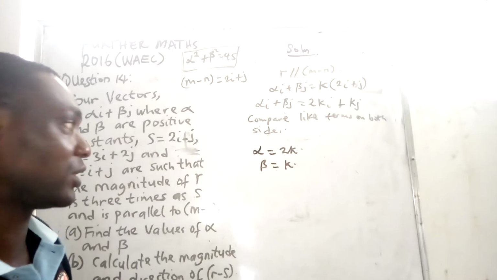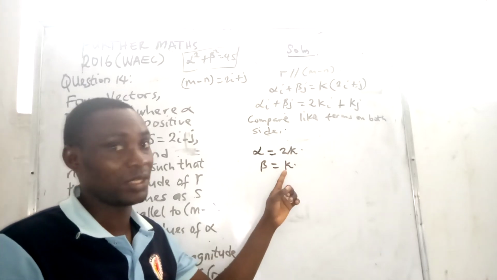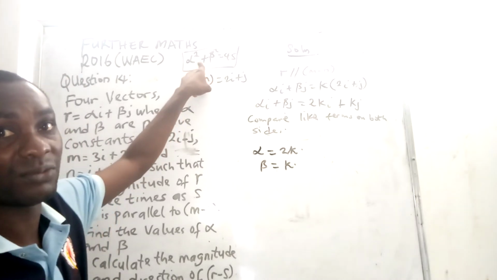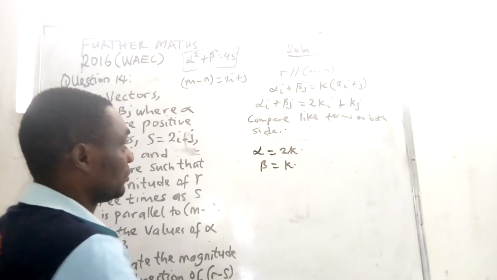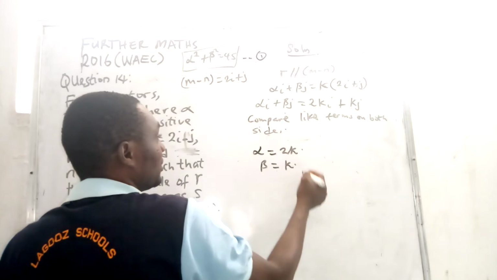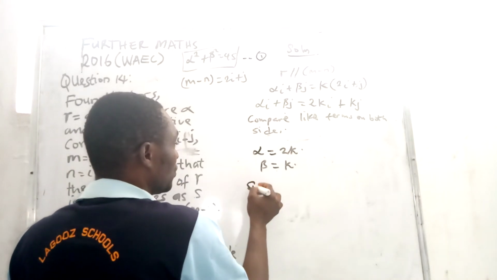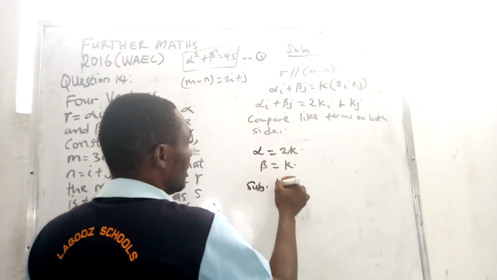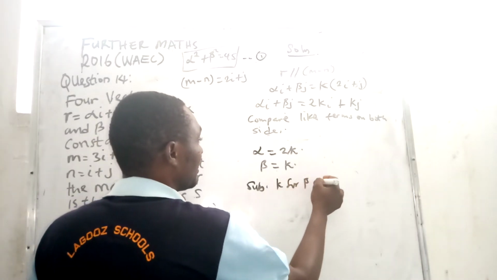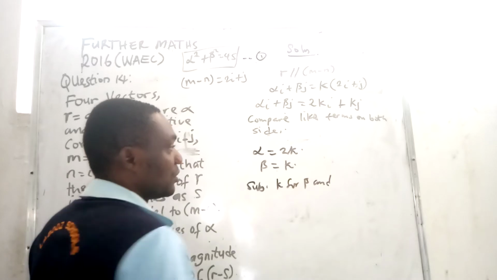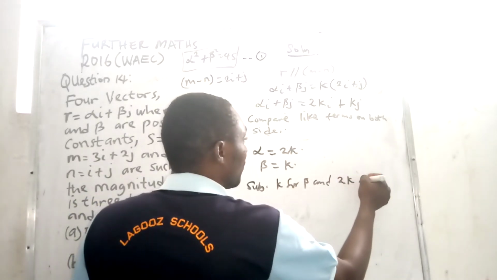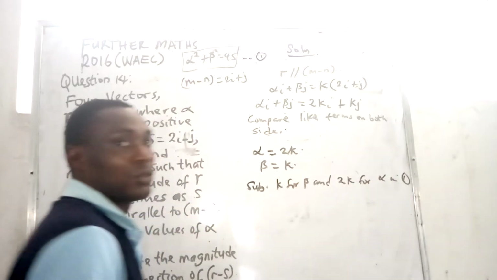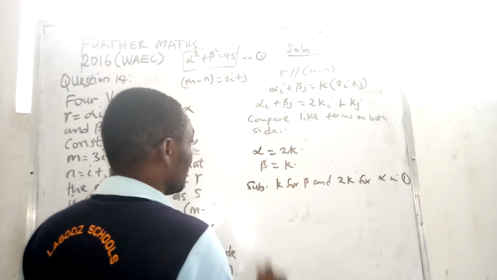If alpha equals 2k and beta equals k, it means that we can substitute this into this to get the value of k. So this was our equation 1. So I'm going to substitute k for beta and 2k for alpha in equation 1. So on doing that, I'm going to have this.